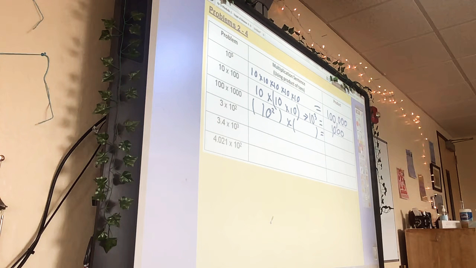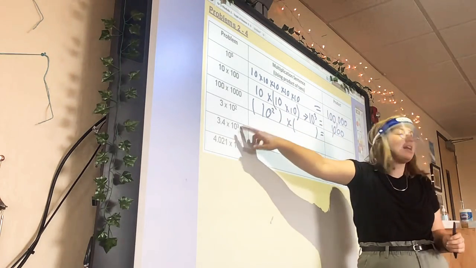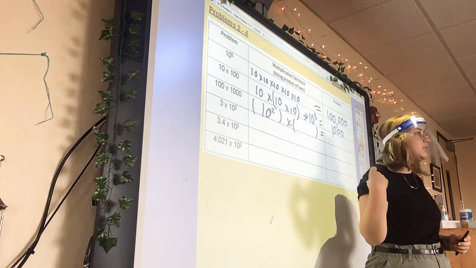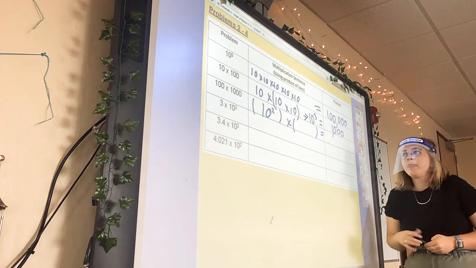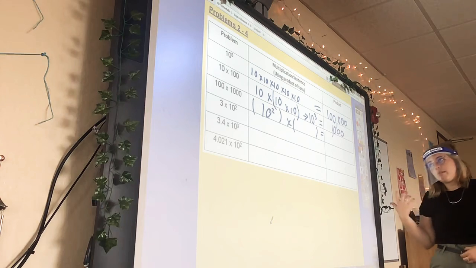Good. Or 10 to the second power. Or 10 squared. Okay? So 2 as an exponent and 3 as an exponent have other nicknames too. The other ones don't. But 10 squared is for 2, 10 cubed is for 3, okay?